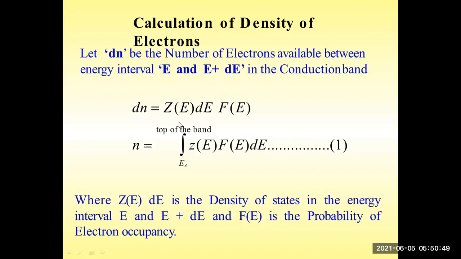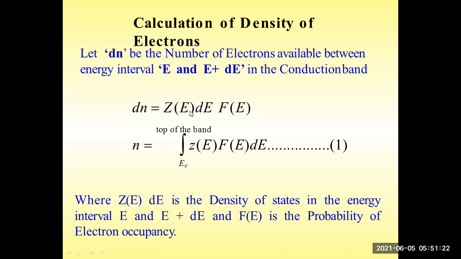inside the conduction band. It is a product of the density of energy states and the probability of occupancy of the electrons. Here f of E is a probability function which gives us the information regarding the occupancy of the electron. How many electrons can be accommodated inside that particular band is given mathematically by f of E.